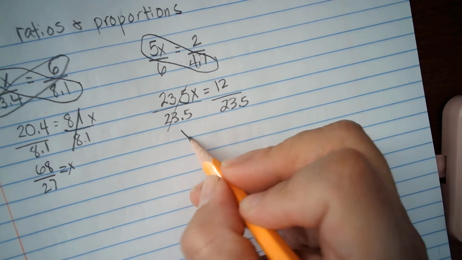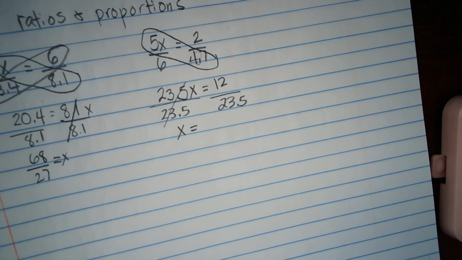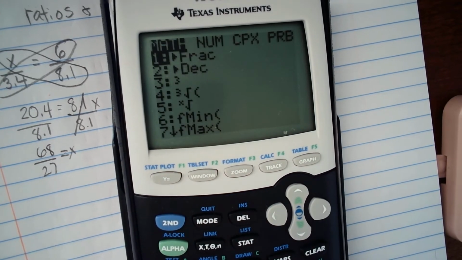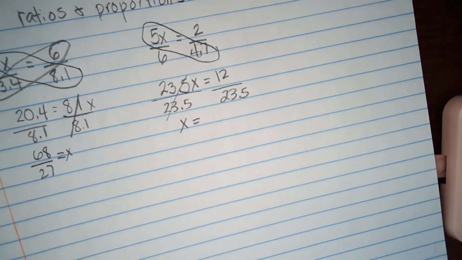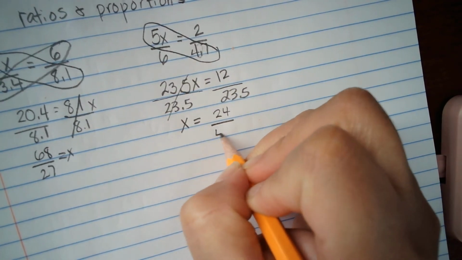It cancels out. x is equal to 12 divided by 23.5, which gives me this decimal. So that's why I wanted to make it a fraction. Hit enter, enter, and you have 24 divided by 47.